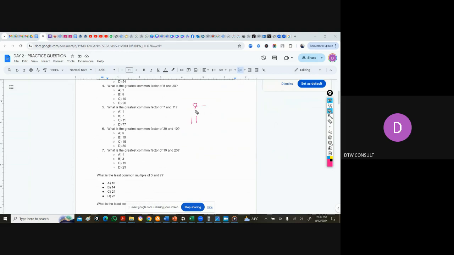The factors of 7 is just 1 and 7. 1 times 7. That's the only one, because this is an odd number. So it's only 1 and itself that it can be divided by without remainder. And the factors of 11 are 1 and 11. And the greatest common factor is one. Okay, that's good.